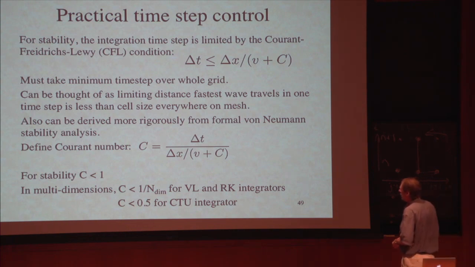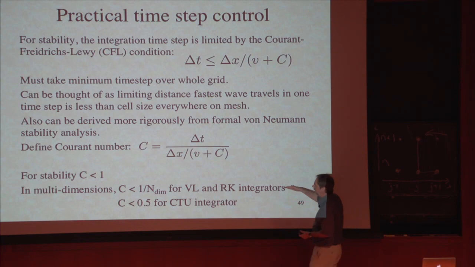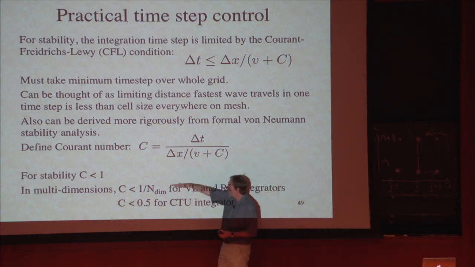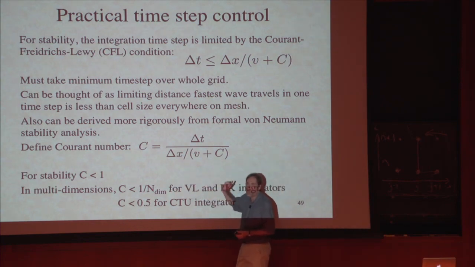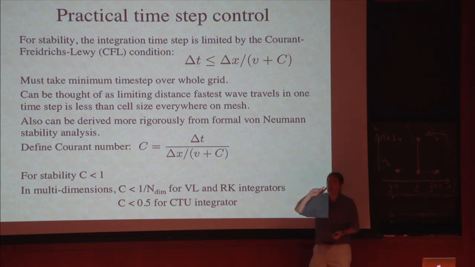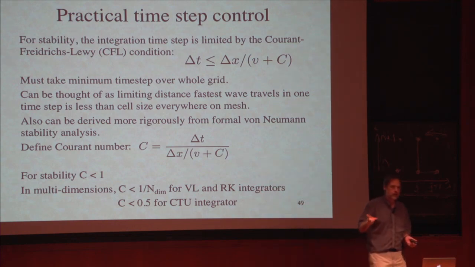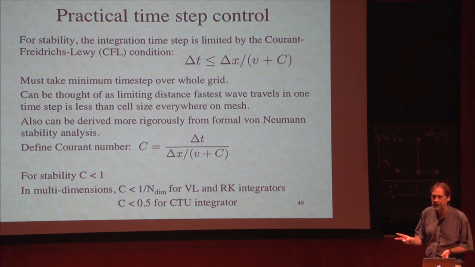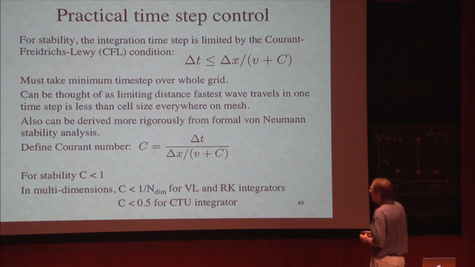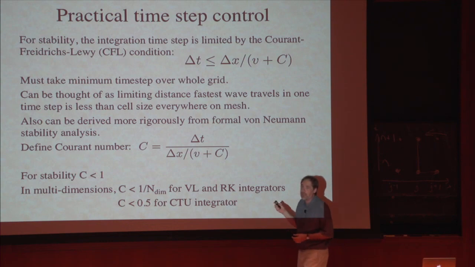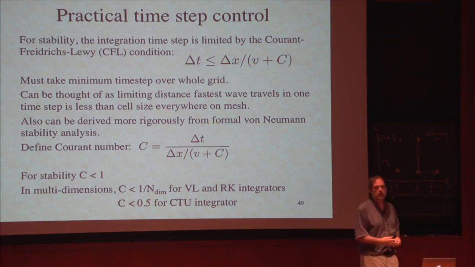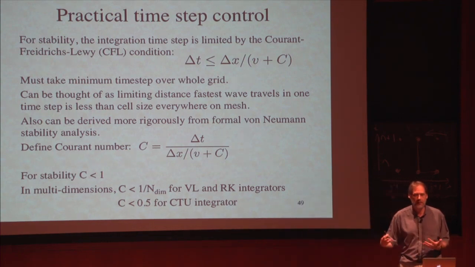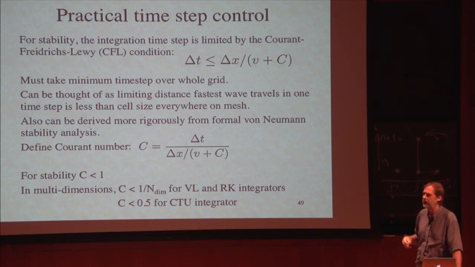In multi-dimensions, these RK integrators are limited by 1 over the number of dimensions. So in 1D, the stability limit is a CFL number of 1. In 2D, TVD-RK methods are limited by a CFL number of a half. In 3D, TVD-RK methods are limited by a third. That can be a little painful. I mean, your time step is 3 times smaller than it is in 1D, and that makes 3D simulations that much more expensive. But there it is.